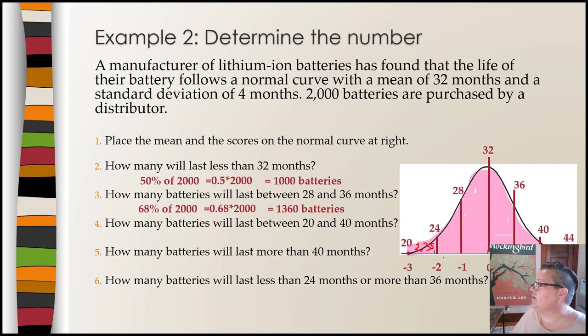From -2 to 1 is 13.5. This one is 34. And then the symmetry means this would be 34. This would be 13.5. So now I just need to add up all of these sections. So 2.35, 13.5, 34, 34, and 13.5.